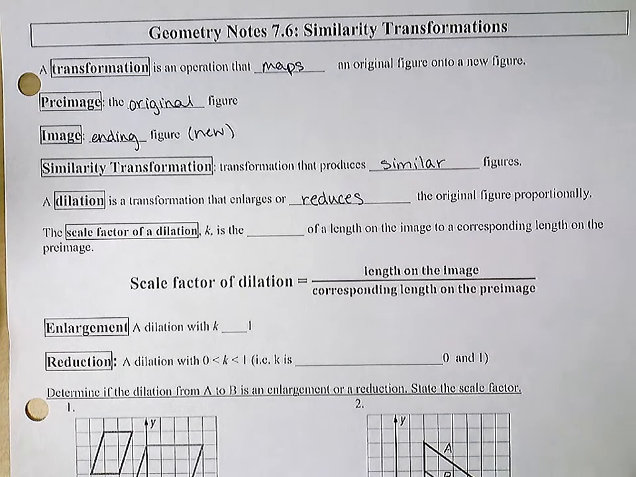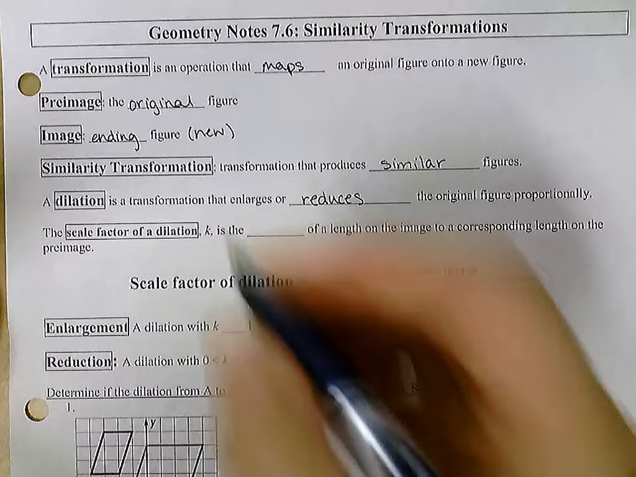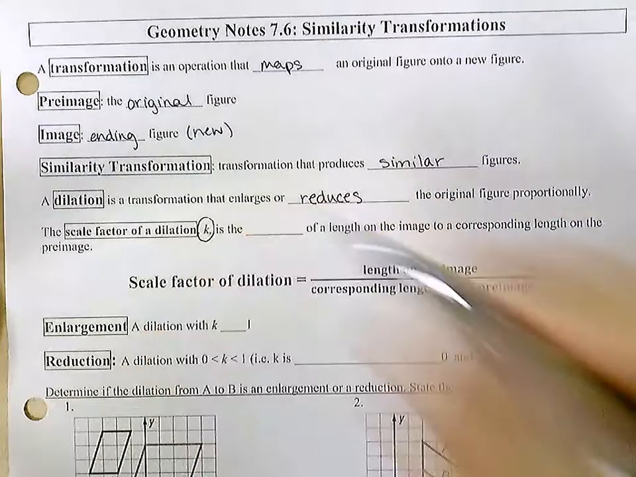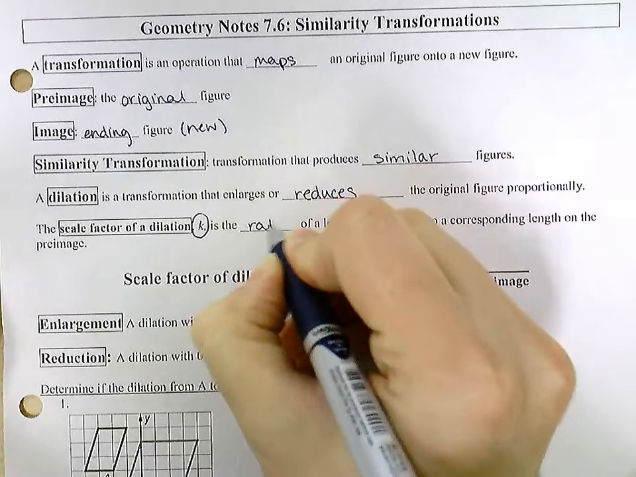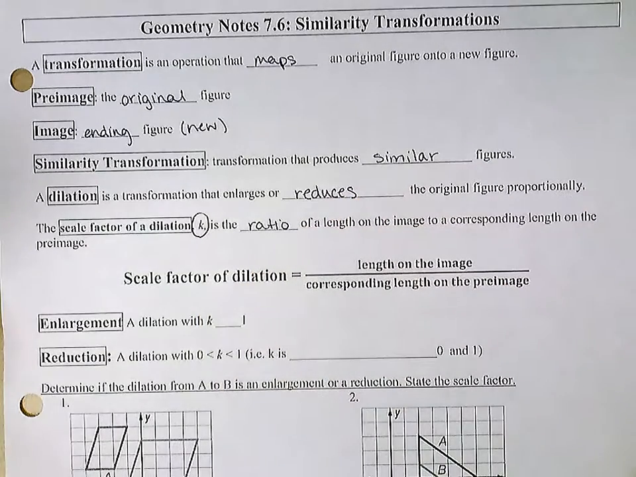So the scale factor of a dilation we call K. Okay. So we use that variable K for the scale factor of that dilation. It is the ratio of a length on the image to its corresponding length on the pre-image. So it's still just the scale factor that we've been finding for all of our similar polygons and figures. Okay, so K is just that ratio between your two images.